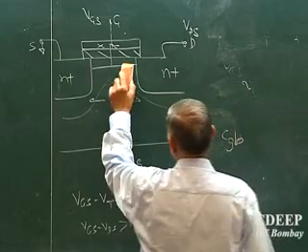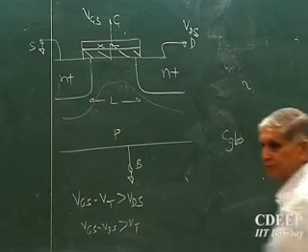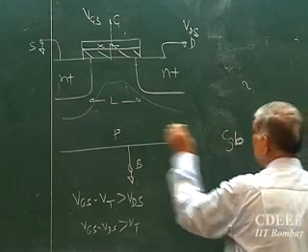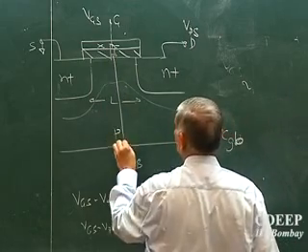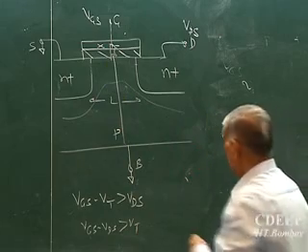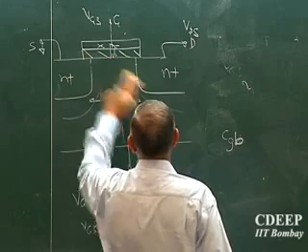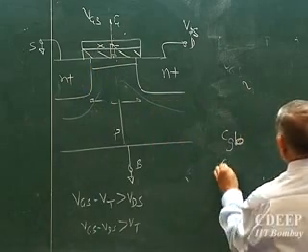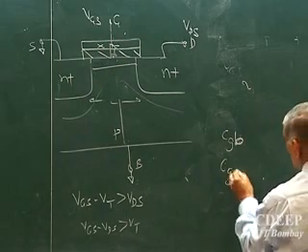Let's say device is in cutoff mode. No channel. VGS is less than VT. Now what is the capacitance seen from gate to the bulk? Because there is no channel, CGB is the capacitance which gate will see to the ground. Is that correct? But if channel exists, it is CG now with channel.